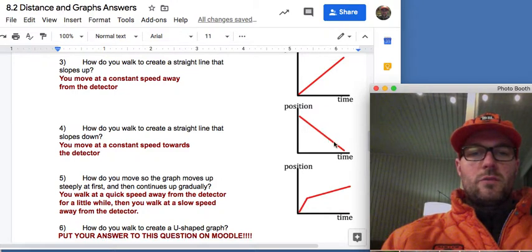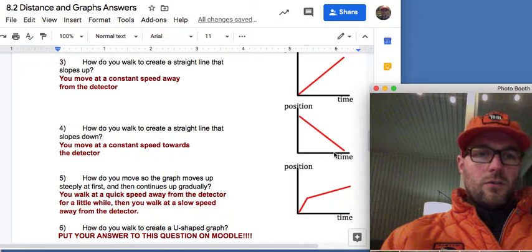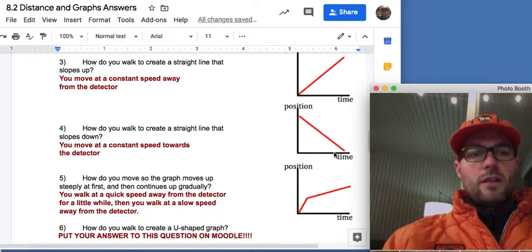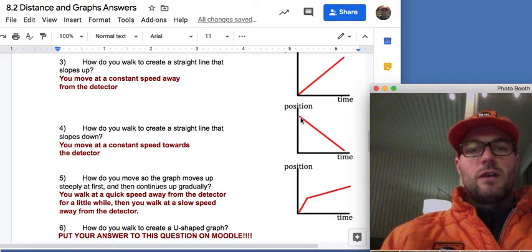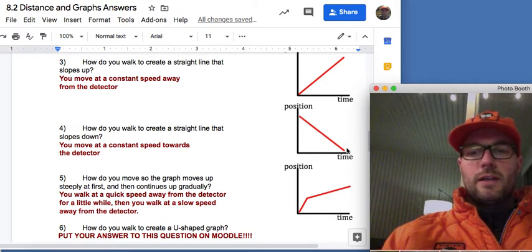Notice how the slope, the rise over run, remains constant, which means my change in position remains constant over the same chunks of time. It's like saying I'm going 3 meters every 1 second or 8 meters every 5 seconds. Just consistently going those same rates will give you those nice straight lines.